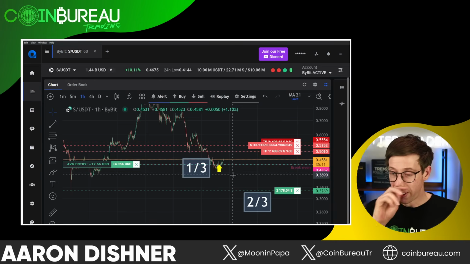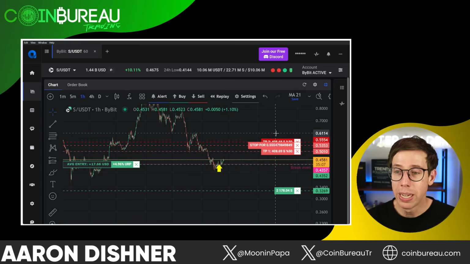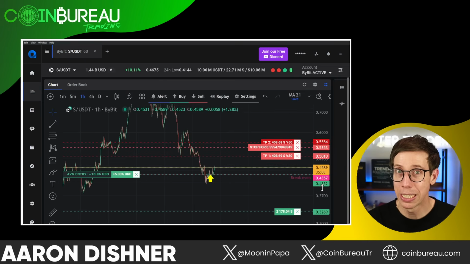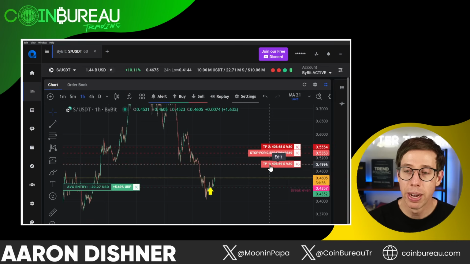So you'll also notice here on this trade that I have these red lines up here. TP does not stand for toilet paper. It stands for take profit 1 and take profit 2. And you'll see that this one is a darker red color and this one's lighter red. This lighter red color means that this is a limit order. It's placed on the order book.